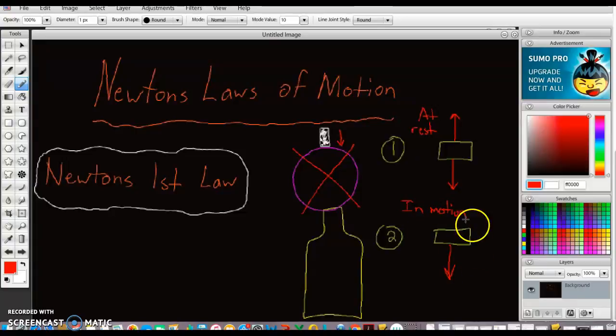And so now the block is not in equilibrium. The forces do not balance out or cancel out. So therefore the object will be moving. All right, and that's Newton's first law. Object in motion stays in motion. Object at rest stays at rest unless acted upon by an unbalanced force. So if it's balanced, that means it's not moving. If it's unbalanced, that means it's moving.